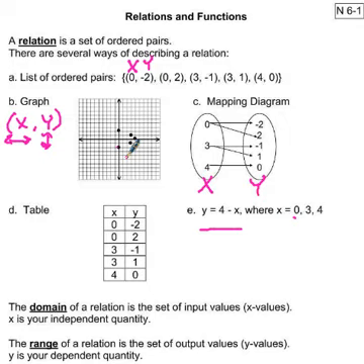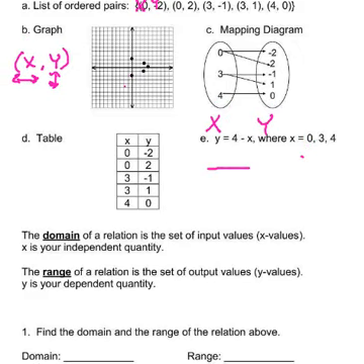Okay, now, two terms you need to be familiar with when you're talking about functions and relations. So far we've just talked about relations. We'll get to functions in a minute. But domain and range. If you remember, the domain is the set of x values, the input values. And your domain is always your independent variable. It comes first in your ordered pair. The range of a relation is the set of output values, the y values. Your y is your dependent quantity. The dependent quantity is always the second value.